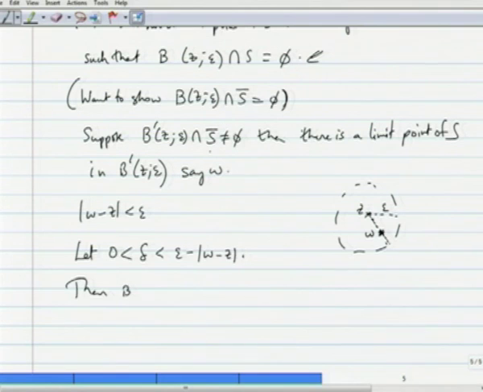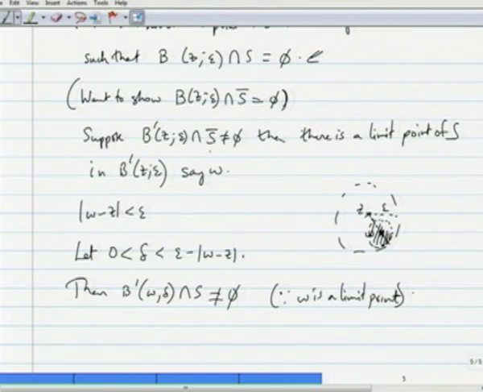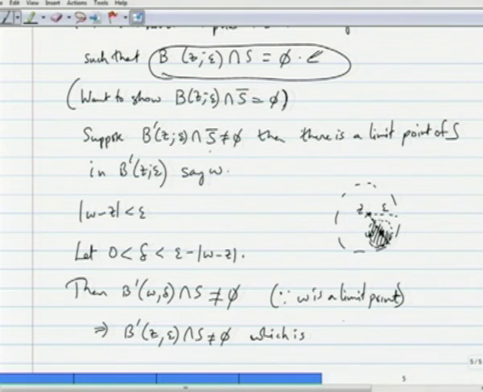Then B'(w, delta). Essentially, delta is this remaining distance, so that is your B'(w, delta), the ball without w. This intersection S has to be non-empty, because w is a limit point of S by assumption. Limit point means that every deleted neighborhood of that point contains one other point from the set. So, this neighborhood contains a point from S, which means B'(z, epsilon) intersection S also contains that point, which is a contradiction to our assumption that it is empty.